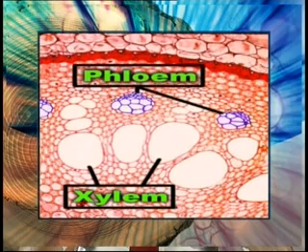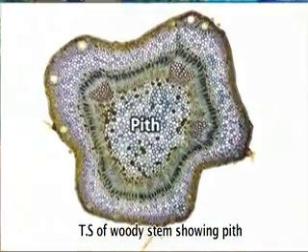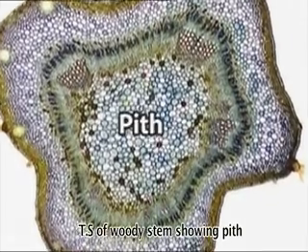The mitotic activity on the inner surface results in the formation of cells which differentiate into a set of xylem. It represents the secondary xylem. Similarly, the mitotic activity on the outer surface results in the formation of cells which differentiate into a set of phloem. It represents the secondary phloem. Due to the formation of secondary xylem, the primary xylem becomes pushed more towards the pith and pith gets slightly reduced.